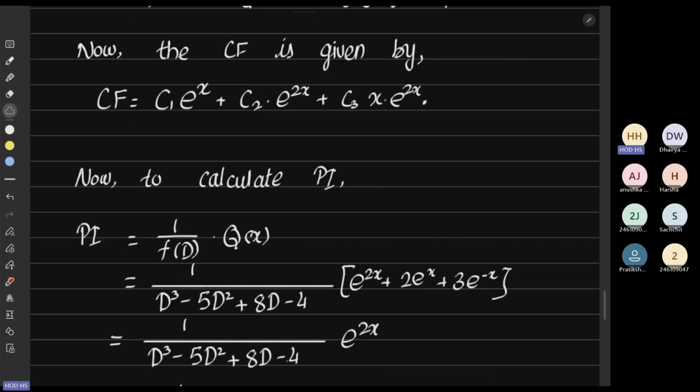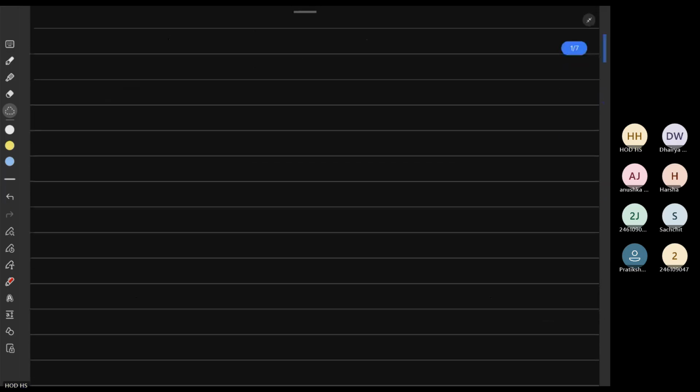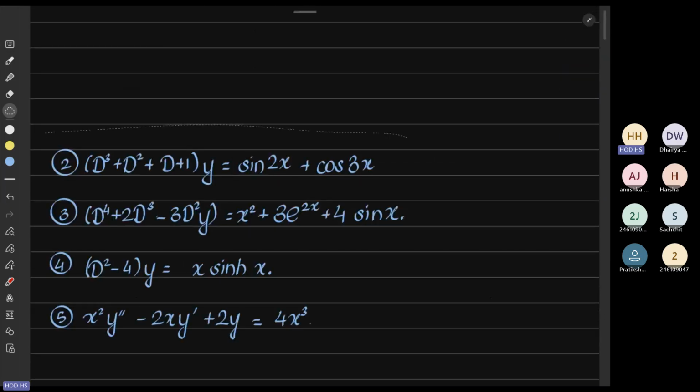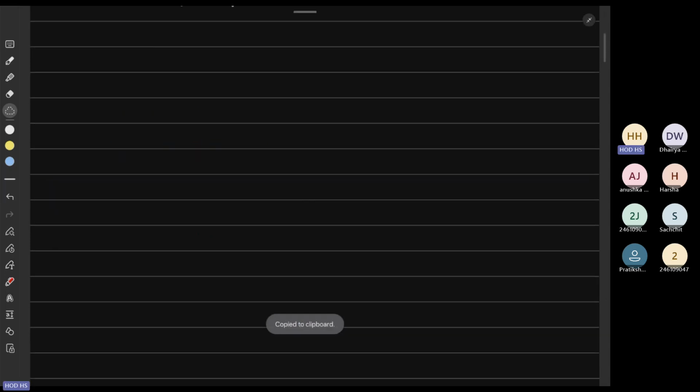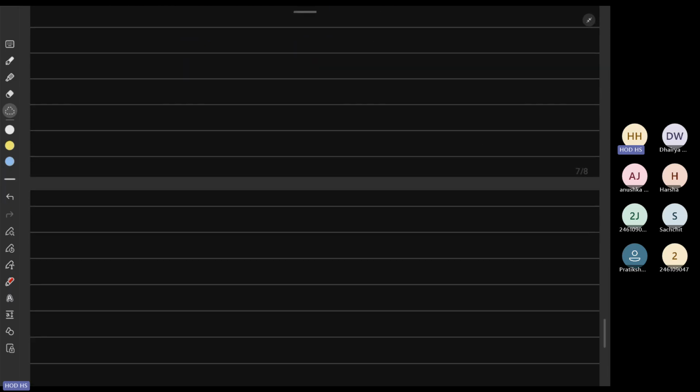We'll solve another problem of this type, or on similar lines, but with a different substitution or a different rule of particular integrals.